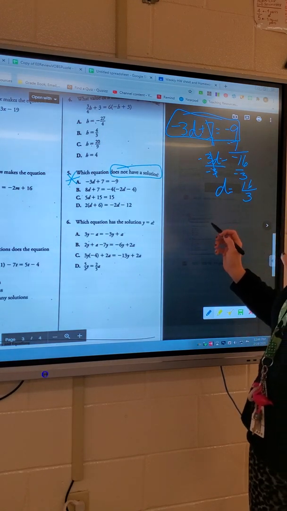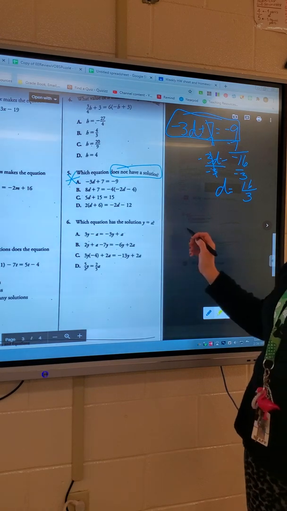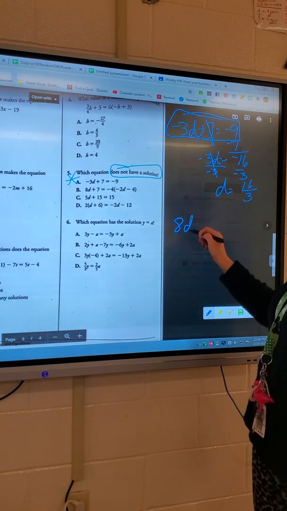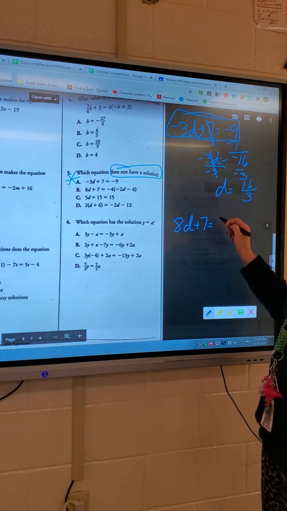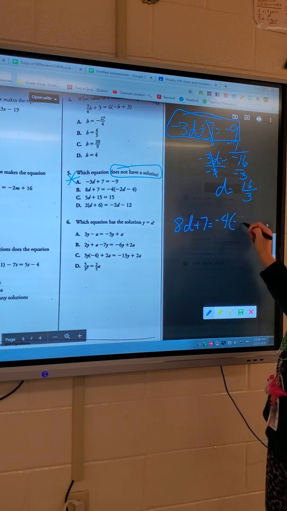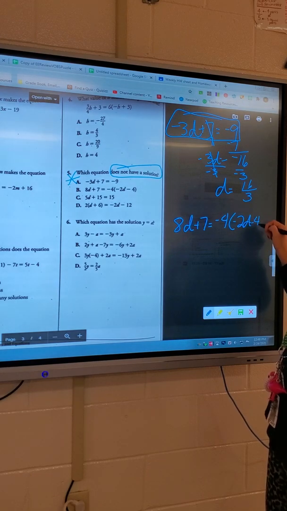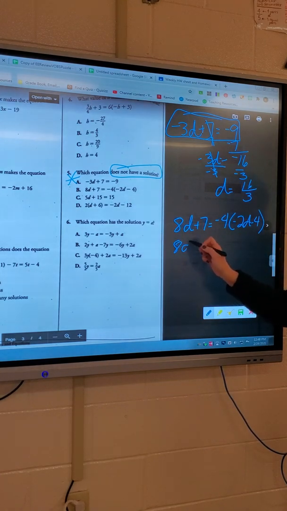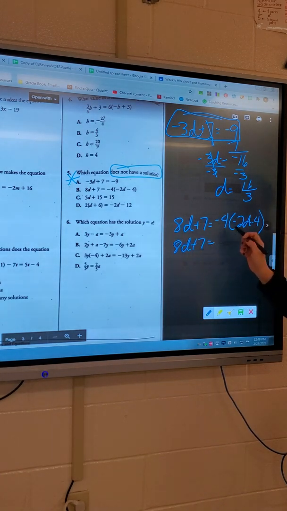All right, I don't want you skirting around it too much. So, 8d plus 7 equals negative 4 times negative 2d minus 4. I have the distributive property on the right, so I've got to do that first. Negative 4 times negative 2d is a positive 8d. Negative 4 times a negative 4 is a positive 16.